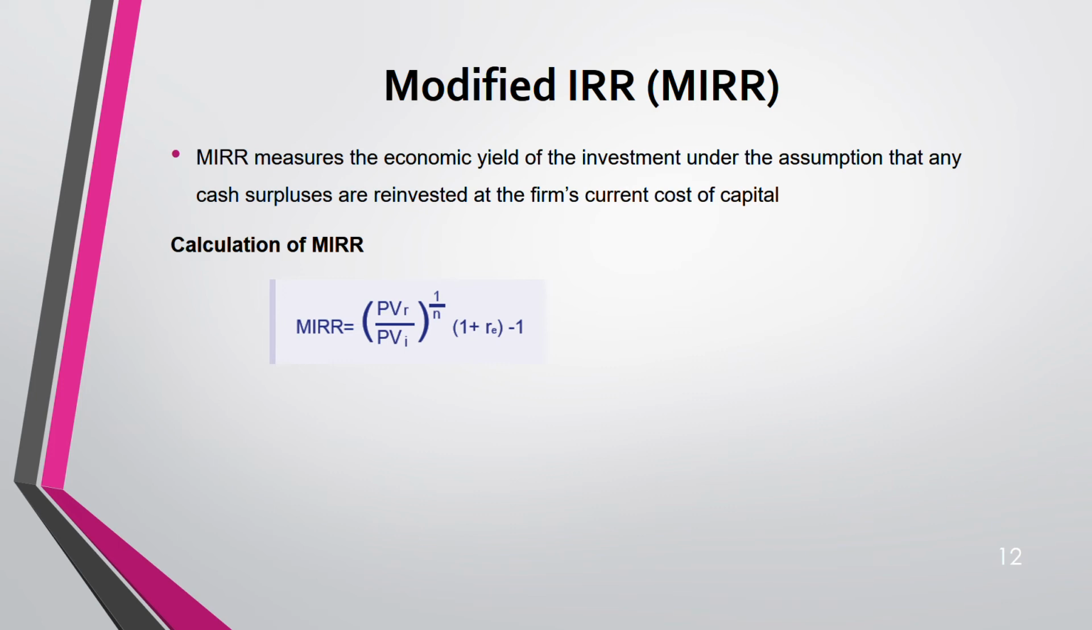So the present value of the return phase, R, that means cash inflow, divided by the initial investment, to the power of 1 divided by n, where n means the number of years. Let's say the project is for 4 years. So 1 divided by 4, into 1 plus Re, minus 1. That R is the cost of capital. You can check my calculations.